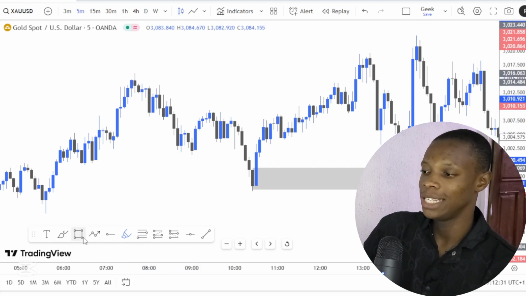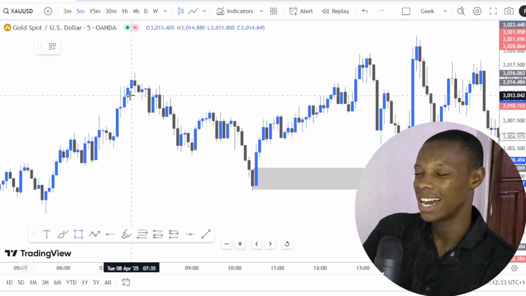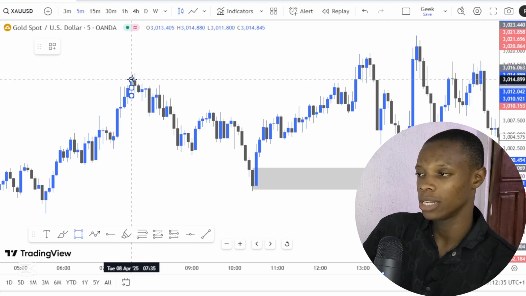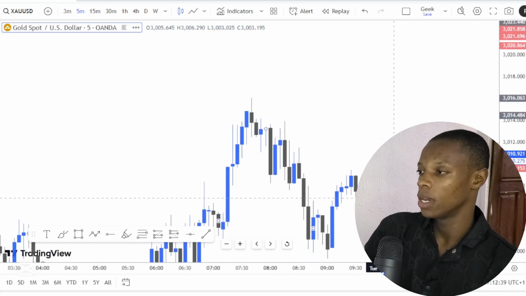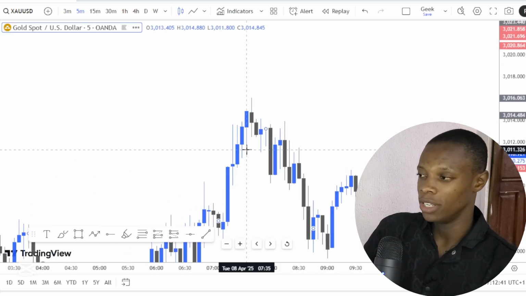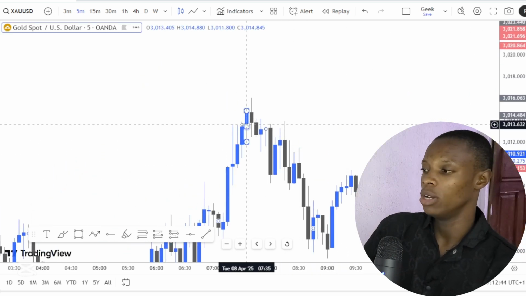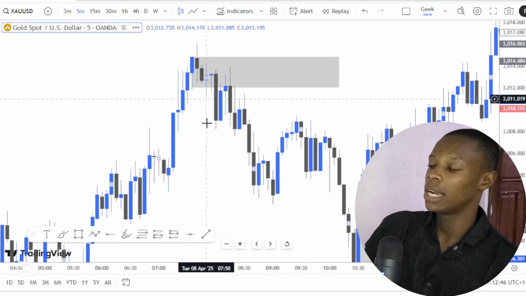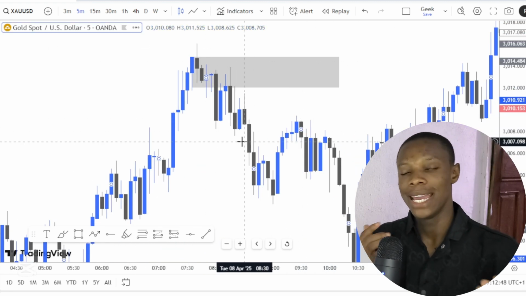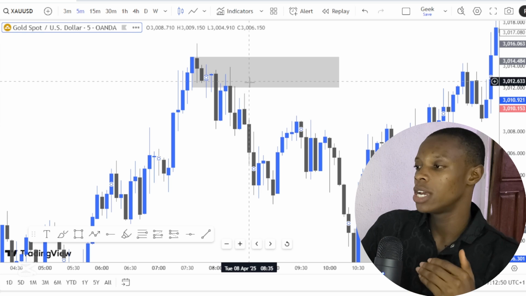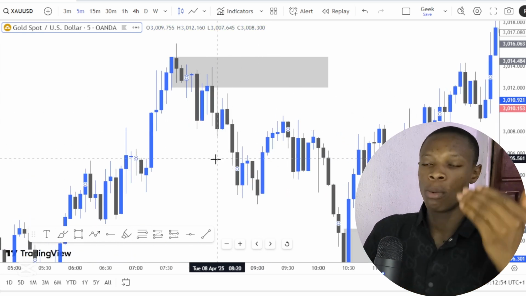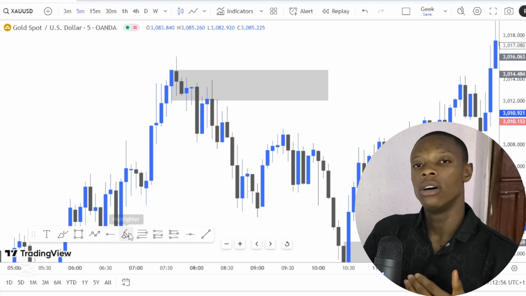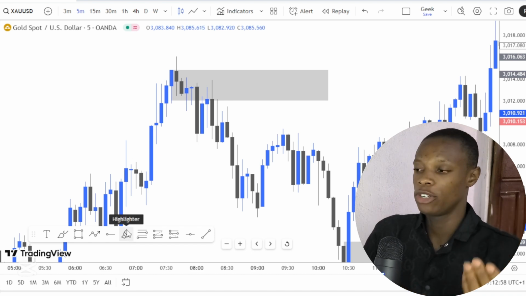So this blue candle right here is an order block. You can mark it out like this, from the very bottom of this candle to the top of this candle. This area is a supply level, a resistance level. Why? Because it's at the top of the price, not at the bottom. It's a selling order block, a bearish order block.